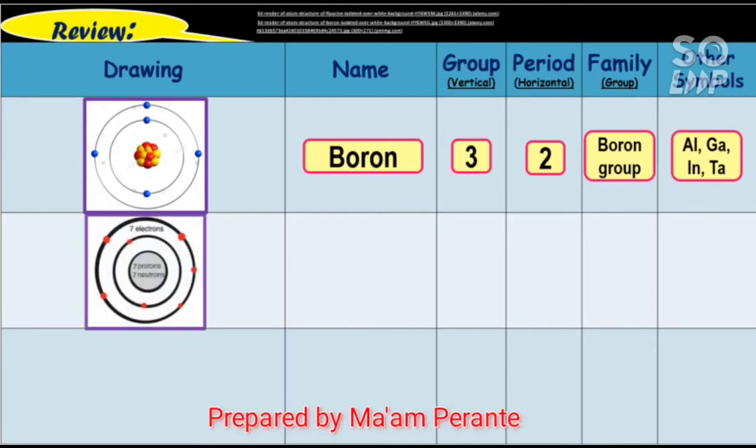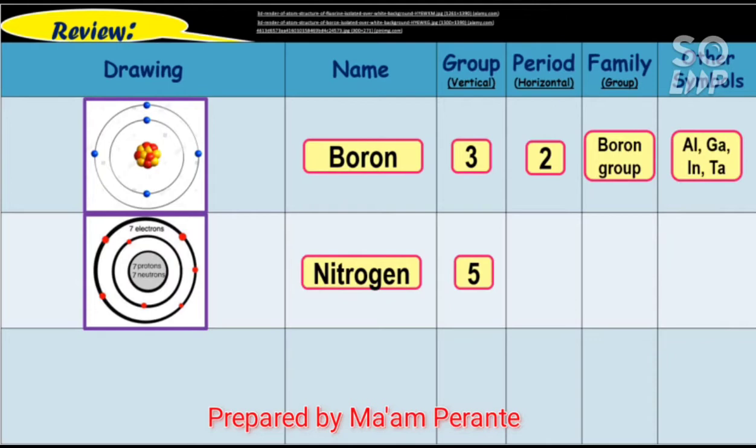The second diagram, how can you name this? Again, we have to count the number of electrons. 1, 2, 3, 4, 5, 6, 7. So we have 7 electrons. And looking at the periodic table, it is nitrogen. Nitrogen belongs to group 5 or column 5, and it is located in period 2, and the group is also the family name, which is the nitrogen group.